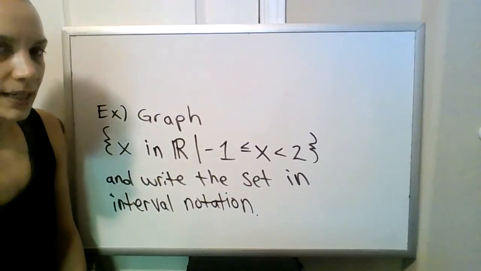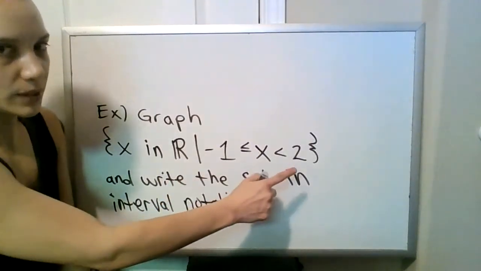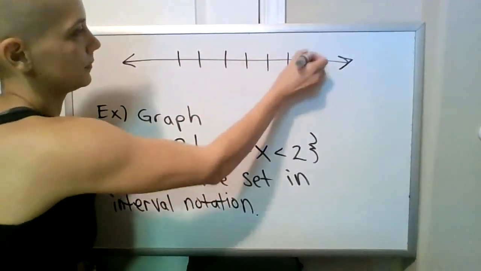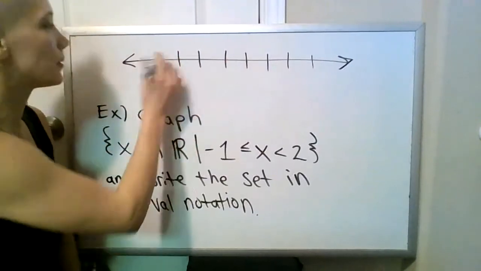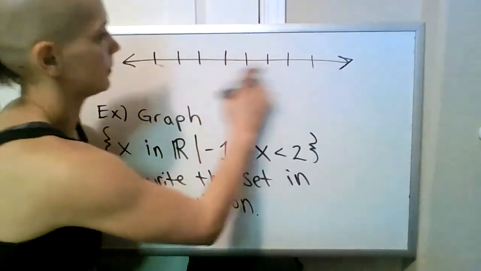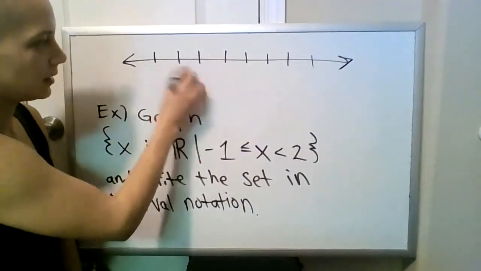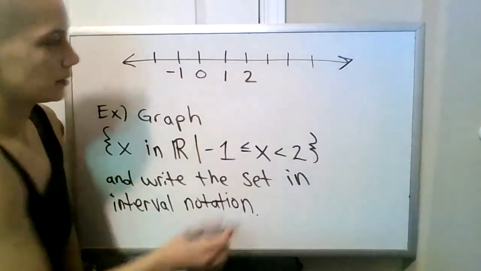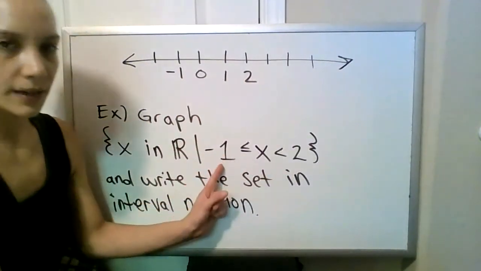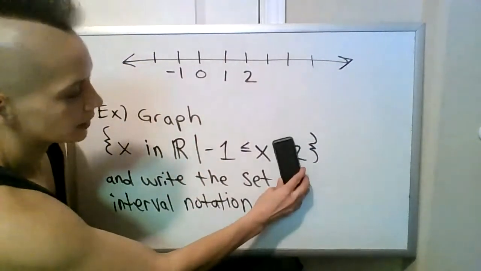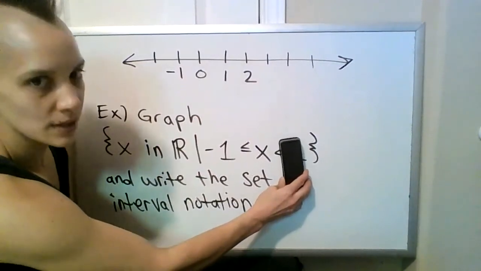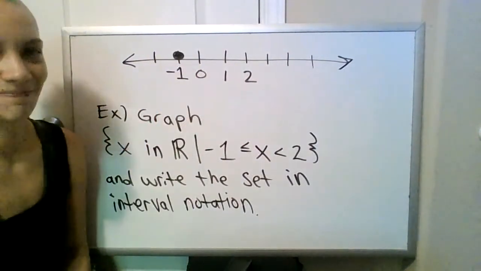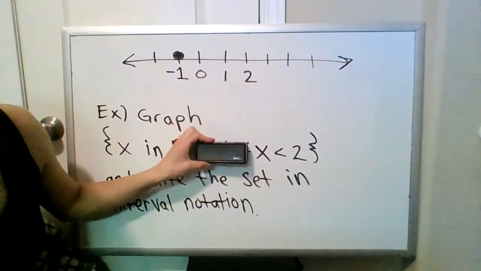So we're starting with a number line, and we need -1 on this number line. We also need to place 2 on it. Mark some units, try to have them evenly spaced out. Let's go from -1 somewhere to 0, 1, 2. Okay, -1. Looking at this part, -1 less than or equal to x. So -1 has a solid dot. The other part is x less than 2. So an open circle over 2.